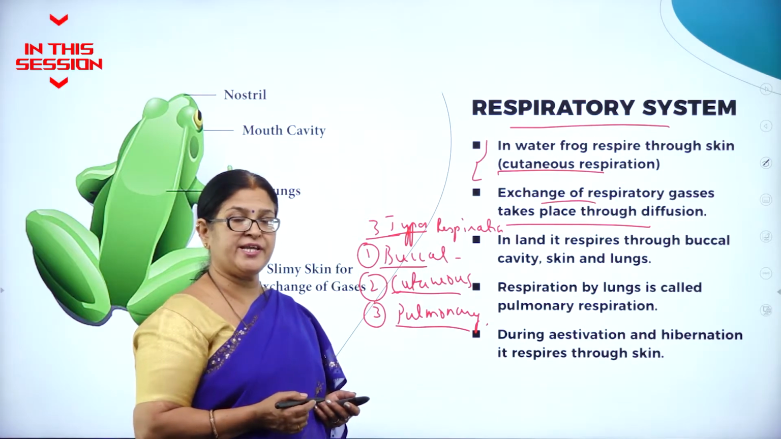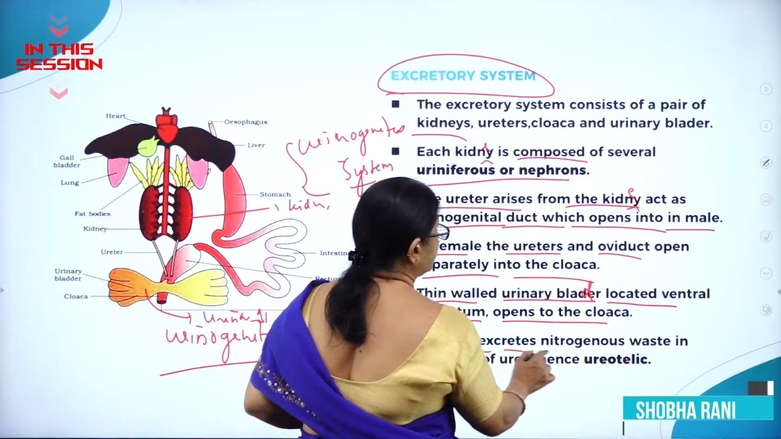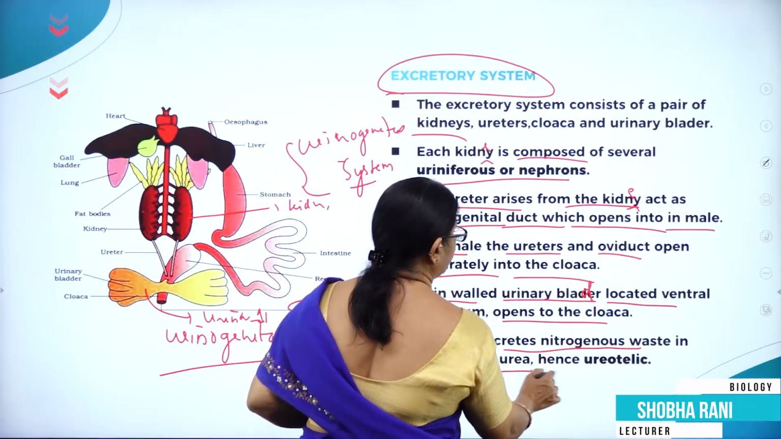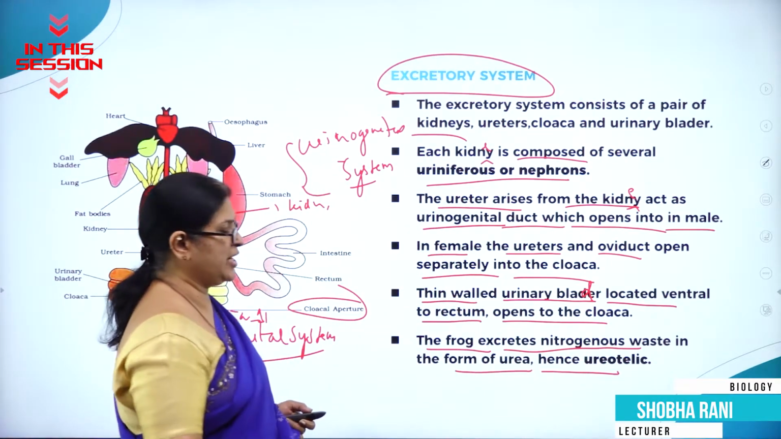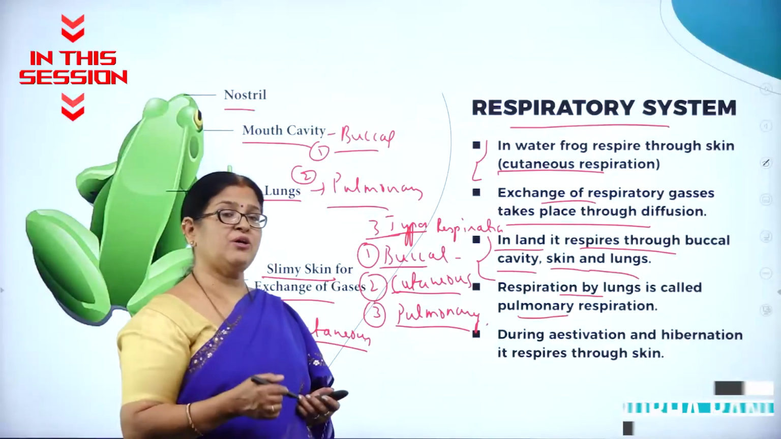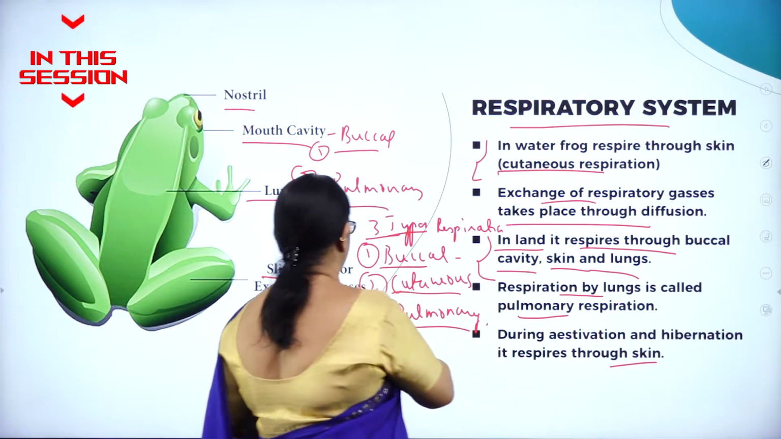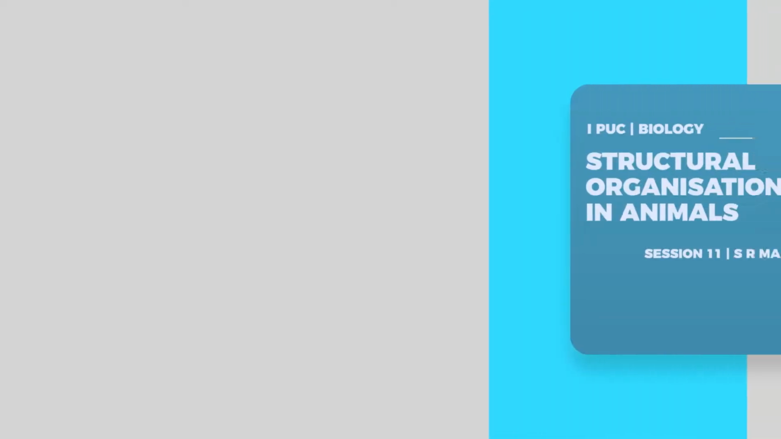Cutaneous respiration takes place through a simple process called diffusion. The frog excretes nitrogenous waste in the form of urea, hence they are called ureotelic animals. The heart is covered by a membrane called pericardium. What will be the organs of respiration in frog? It will be through skin, that is called cutaneous respiration.